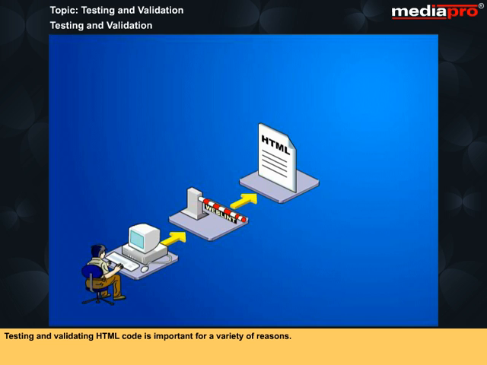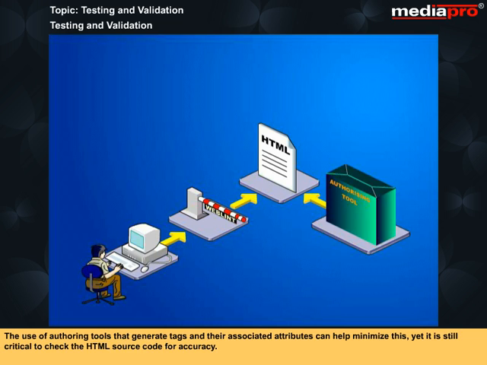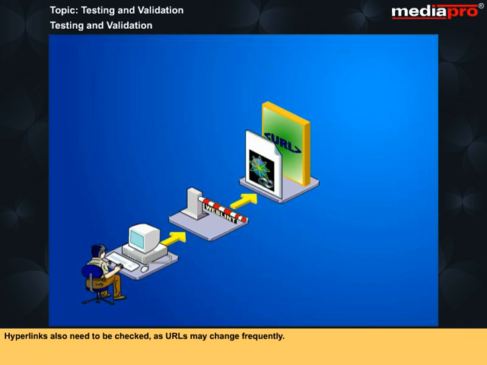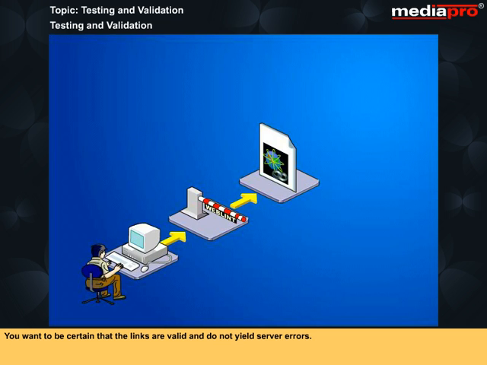Testing and validating HTML code is important for a variety of reasons. It is easy to make mistakes when developing HTML. The use of authoring tools that generate tags and their associated attributes can help minimize this, yet it is still critical to check the HTML source code for accuracy. Hyperlinks also need to be checked, as URLs may change frequently. You want to be certain that the links are valid and do not yield server errors.